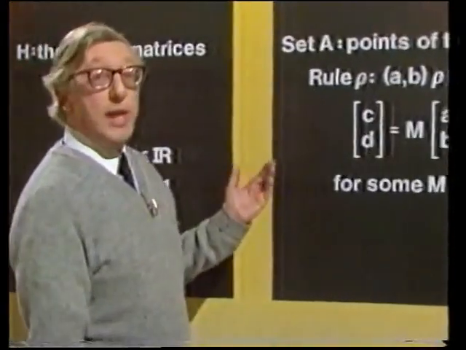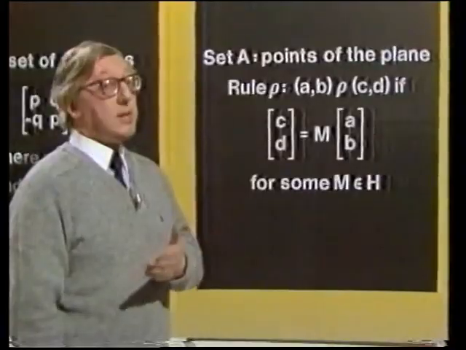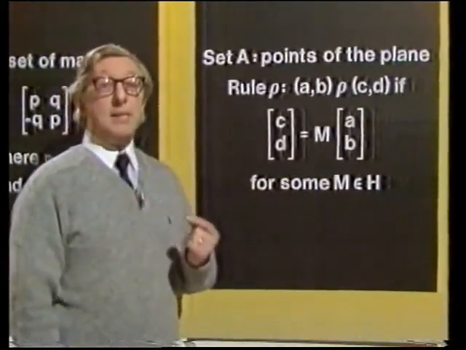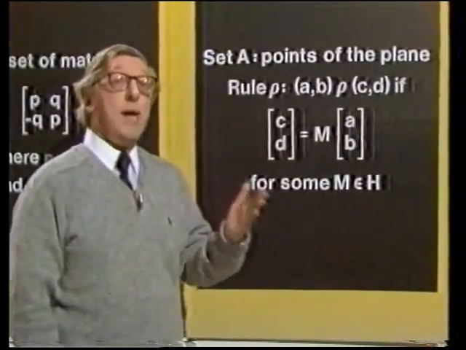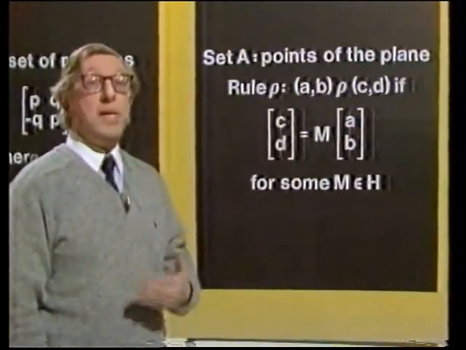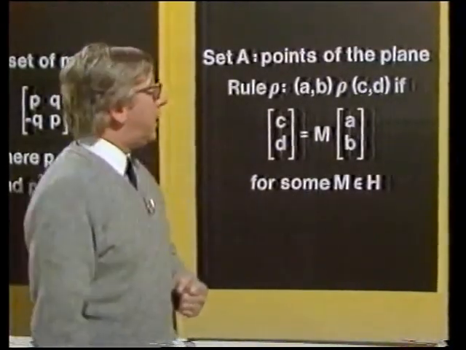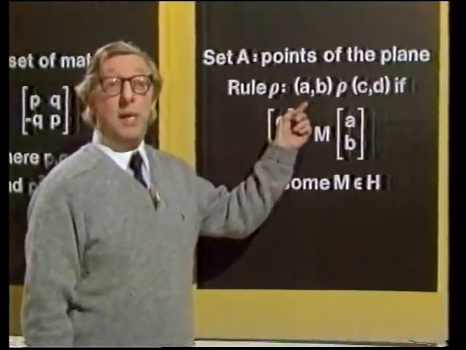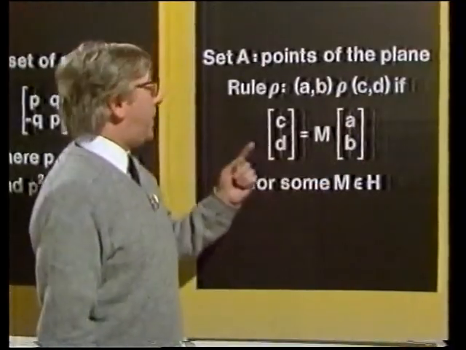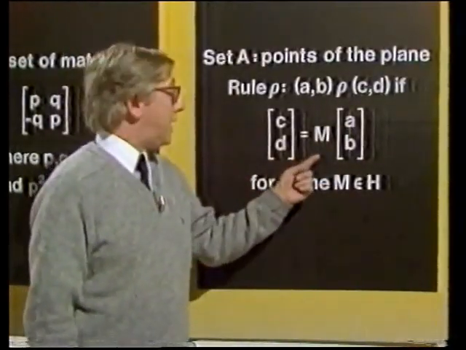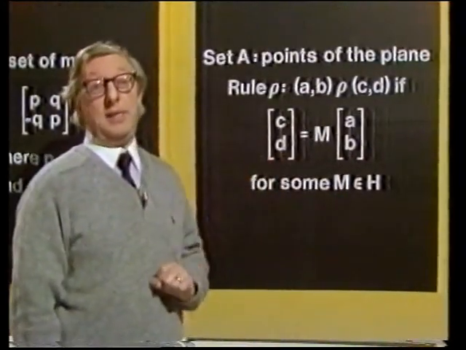Now, this is the relation that we're going to use. The set will be the set of points in the plane, just like our previous example. But this time, the rule is going to be that two points are related if you can map the first point to the second by matrix multiplication using a matrix from the set H. So, the point with coordinates (a, b) is related to the point with coordinates (c, d) if you can find a matrix from this set so that multiplying it into the column matrix (a, b) gives you the column matrix (c, d).